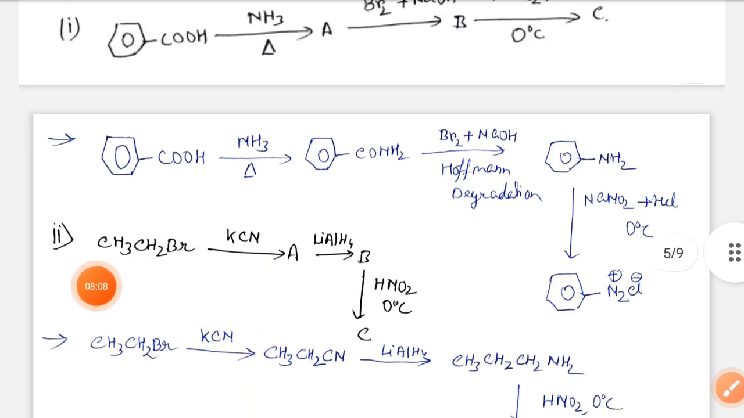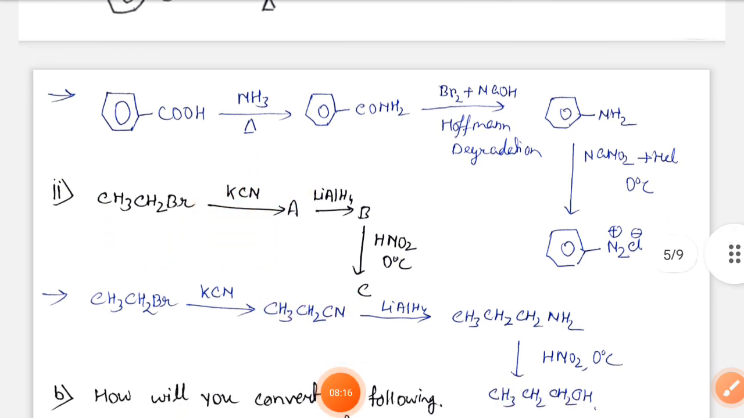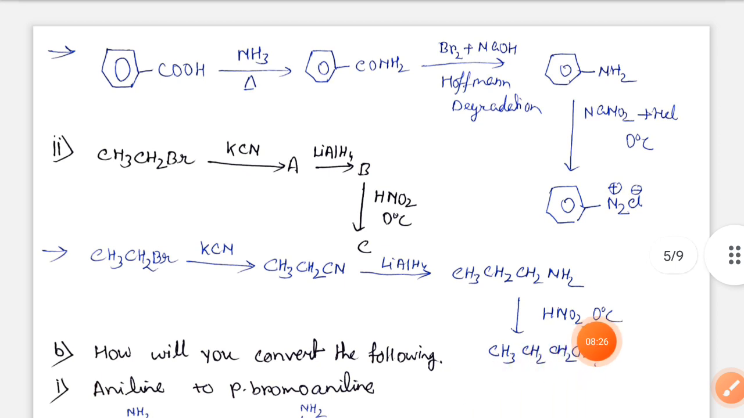Next, CH3CH2Br, that is ethyl bromide. If we add KCN, then ethyl nitrile is formed, and then if we add LiAlH4, this will reduce to CH2NH2 and propyl amine is formed. If we add HNO2, that is NaNO2/HCl at 0 degree centigrade, then amine to primary alcohol is formed, because here the diazonium salt is unstable, but in the case of aromatic this is stable.